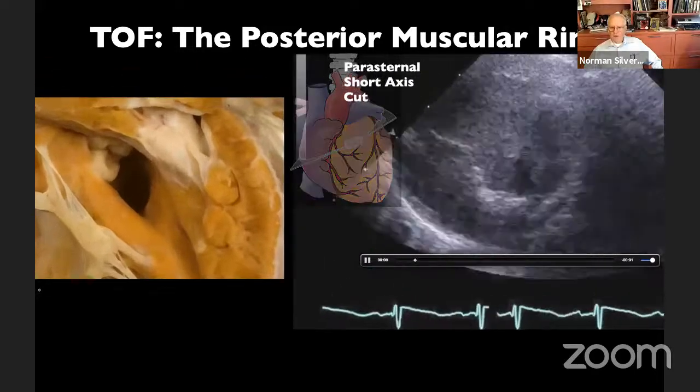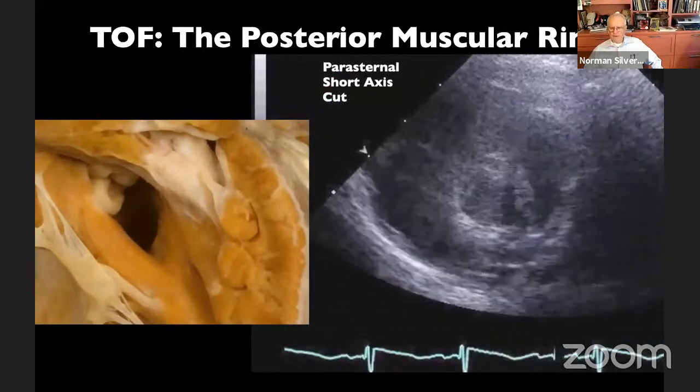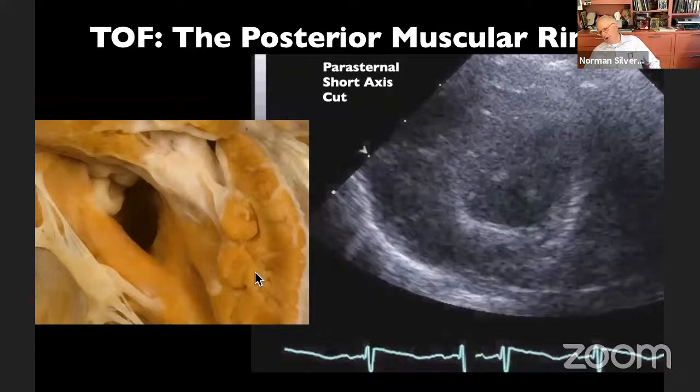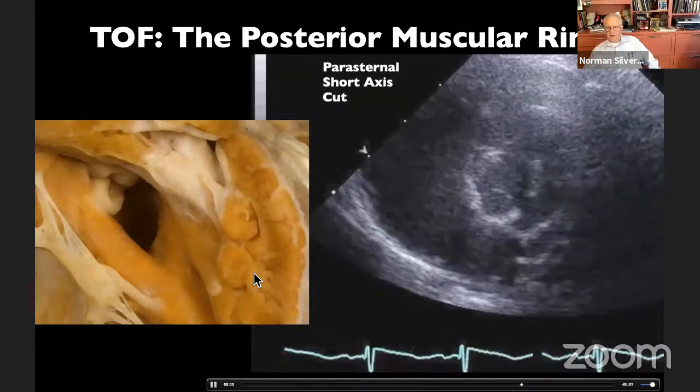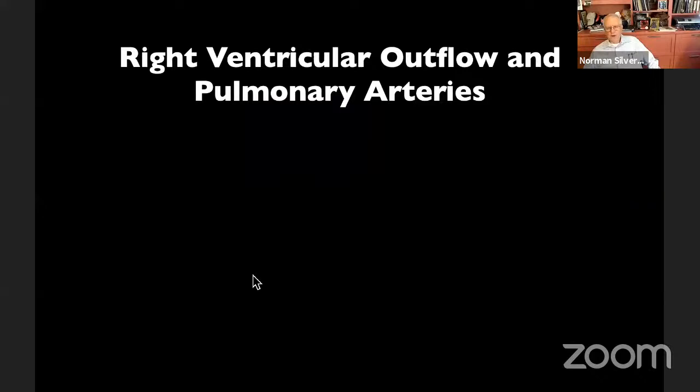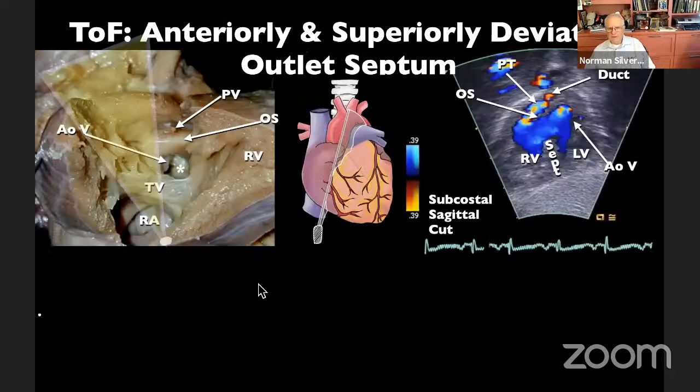And there is the outlet septum deviated again with the pulmonary valve down in this region. So these are defects with a posterior muscular ridge, and this occurs in approximately the rest of the 30% of cases with tetralogy of Fallot. So now we'll move down from looking at the ventricular septal defect to looking at the outflow tract and the pulmonary arteries.